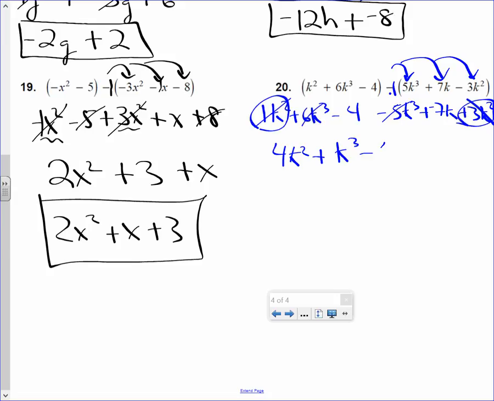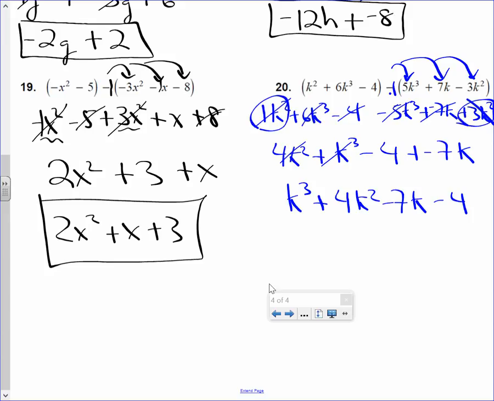Negative 4, I can't combine with nothing. There's no other numbers to combine it with. I got a plus negative 7k. I can't combine that with nothing. Now let me put it in standard form. k to the third, okay, this is positive 4k squared, so I'll put plus 4k squared. Minus 7k. Minus 4. I could put plus negative 7k, or plus negative 4. Same thing.